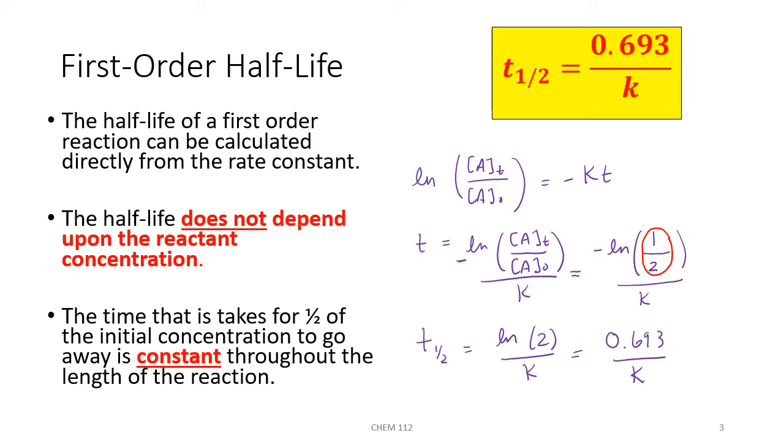So the T1/2 formula can be derived directly from the first order integrated rate law. It does not depend upon the concentration, so you don't see any concentration term in your calculation. All you need to know is the rate constant K. Or we could also be given the half-life and solve for an unknown rate constant as well.